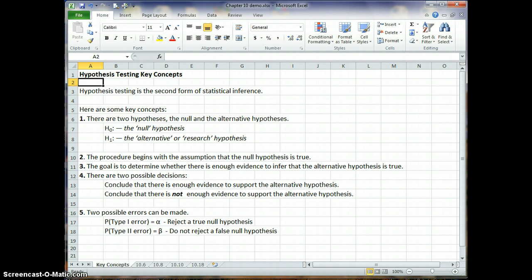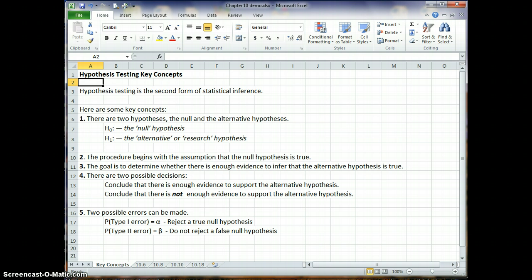And you could think of it like a defendant in a criminal trial. They are innocent until proven guilty. And the third key concept to keep in mind is the goal is to determine whether there's enough evidence to infer that the alternative hypothesis is true. So we assume that the null is true unless we have enough evidence to infer that the alternative hypothesis is true. And the fourth key concept is there are two possible decisions.